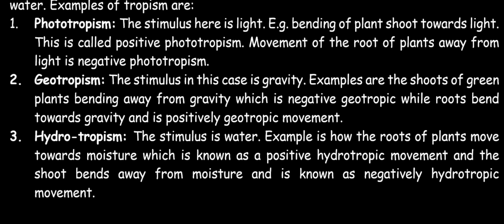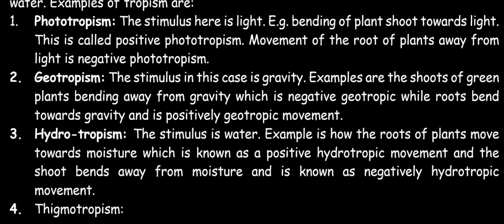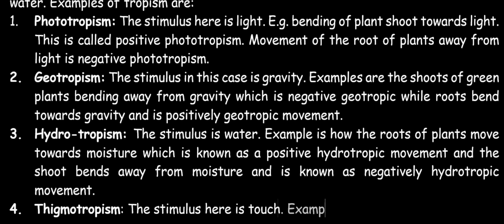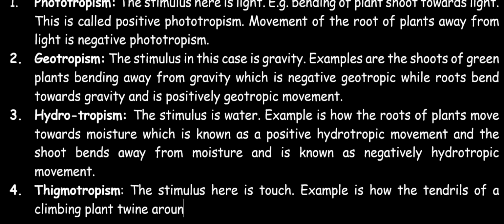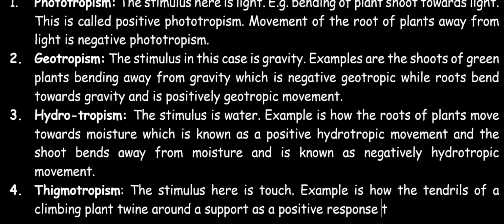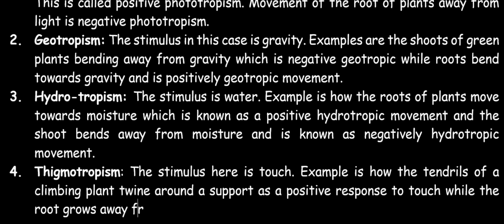Now let's look at stigmotropism. In stigmotropism, the stimulus is touch. For example, is how the tendrils of a climbing plant twine around a support, and this is known as a positive response to touch, while the root grows away from touch as a negative response, or negative stigmotropism.